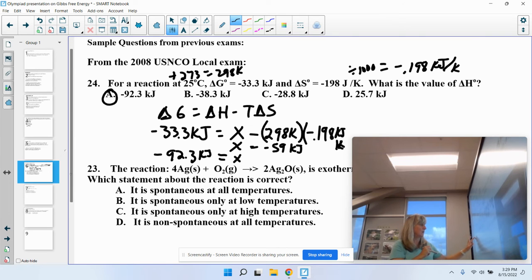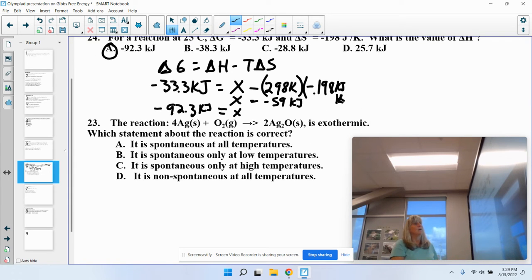Okay, in the second problem, it gives us another reaction. Solid silver plus oxygen gas gives solid silver oxide. It tells us it's exothermic. Now the answer possibilities are: it is spontaneous at all temperatures, it's spontaneous only at low temperatures, it's spontaneous only at high temperatures, or it's not spontaneous at any temperature.